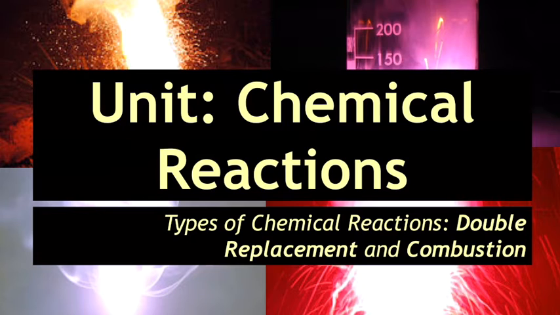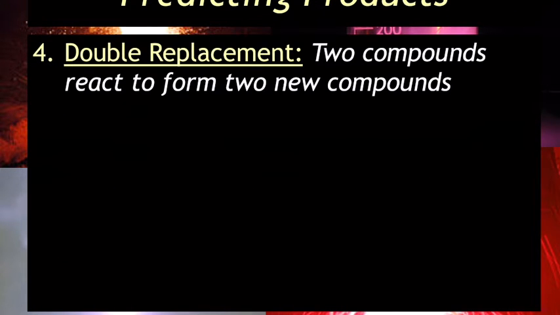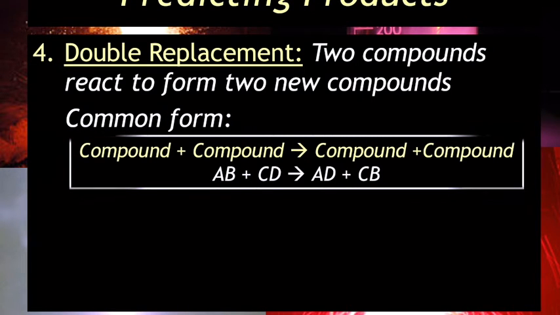Okay. Next up, the last two types of chemical reactions, double replacement and combustion reactions. So a double replacement reaction is when two compounds react to form two different compounds. So that looks something like AB plus CD yields AD plus CB.